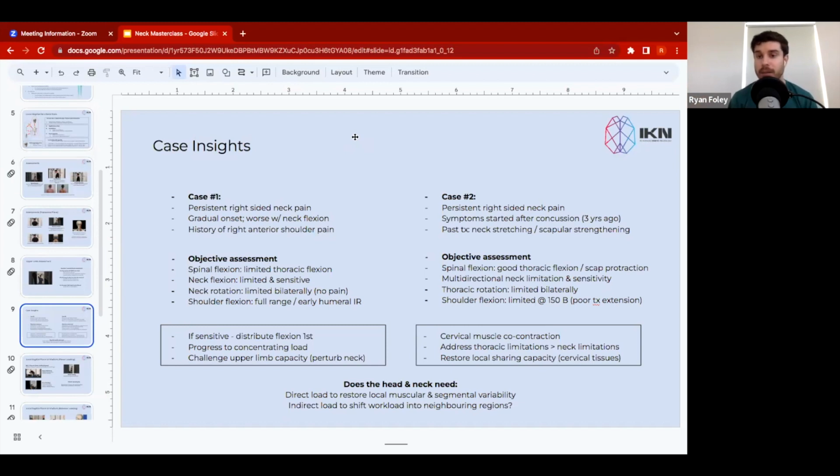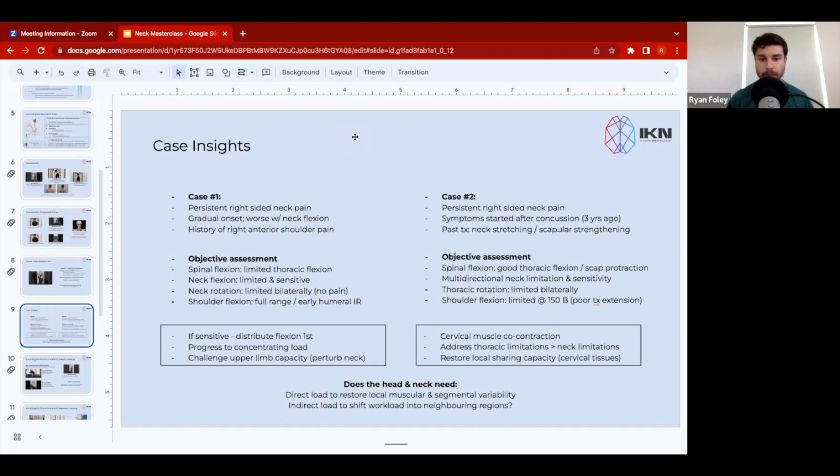Neck flexion is limited and sensitive. Neck rotation is limited bilaterally, but no pain or discomfort. Shoulder flexion, she has full range, but has an early internal rotation of the humerus and struggles to flex the humerus with an external rotation of the humerus. Okay, because when you externally rotate the humerus and you flex, you challenge the ability of the scapula to upwardly rotate on its own without using the humerus to drag the scapula into upward rotation.